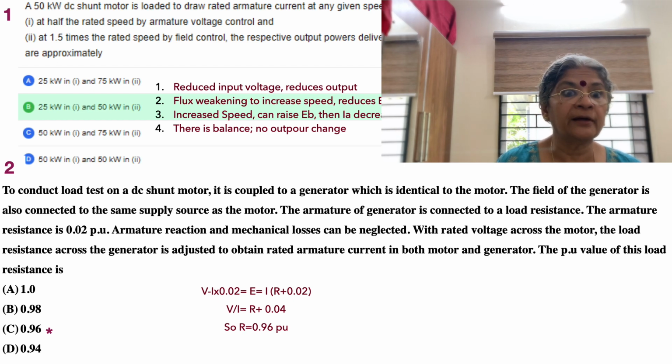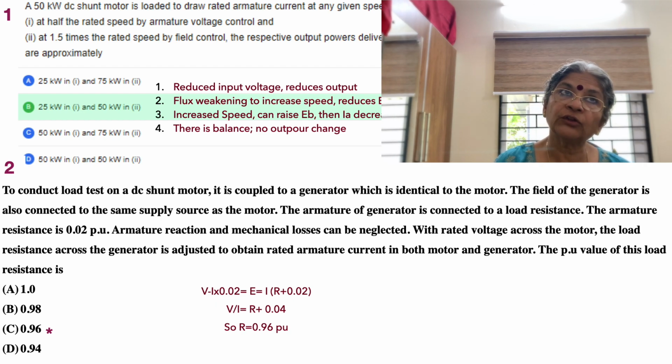So what do we have here? We have the same back EMF for both machines. Why? Because the speed remains the same. They are coupled together. Then both the fields are identical, and moreover the flux is also the same, because the field is connected to the same supply. So we see that E remains the same.